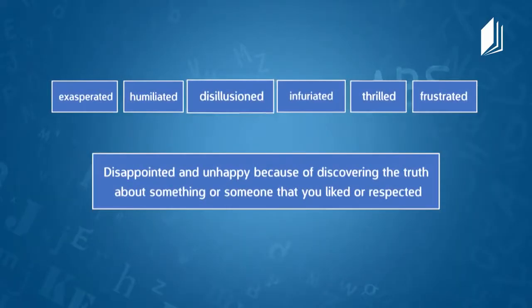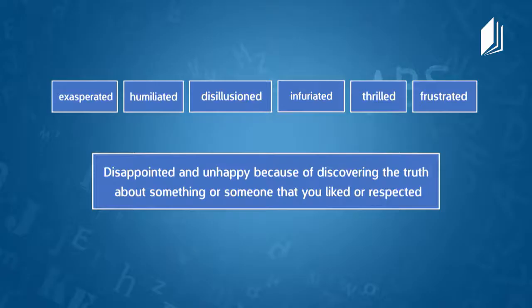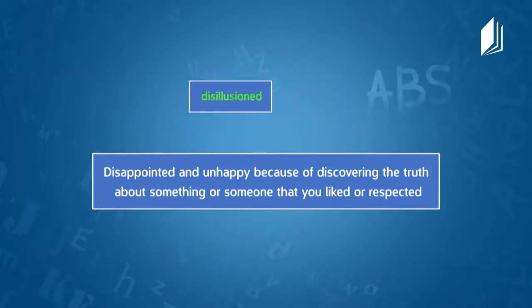Well, Ms. Tatya, what is the definition? What is the word for the following definition? Disappointed and unhappy because of discovering the truth about something or someone that you liked or respected. Okay, I remember your definition. You said that this situation is called to be disillusioned. Disillusioned is when you are disappointed and unhappy because of discovering the truth about something or someone that you liked or respected.